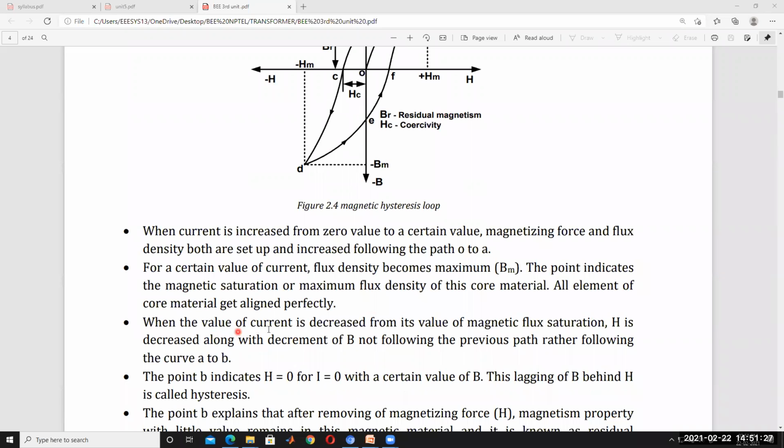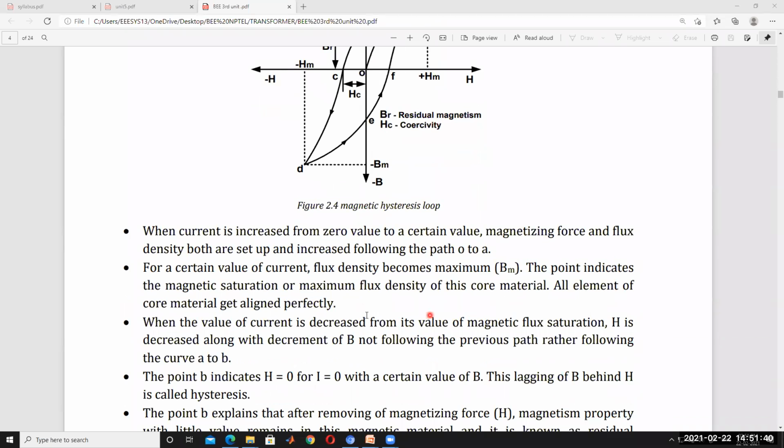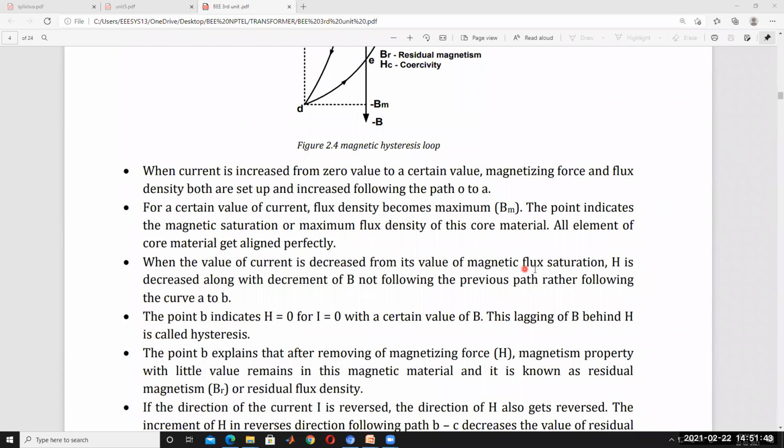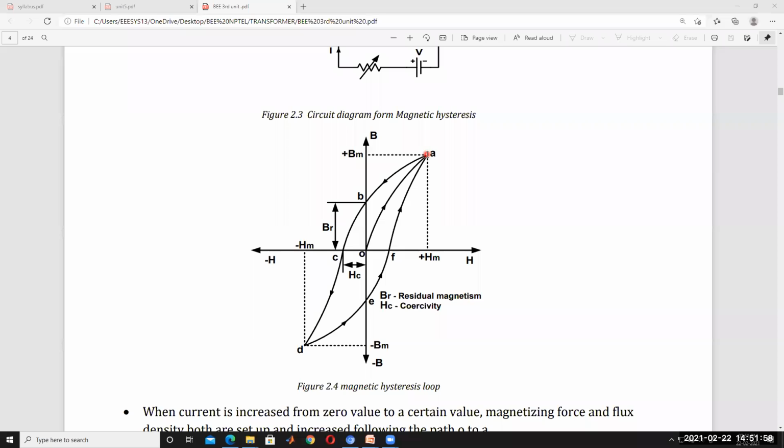Understood? When the value of current is decreased from magnetic flux saturation, that is, when the magnetic field intensity H is decreasing from its saturation point, B decreases along with H, not following the previous path, but rather following curve A to B. 0 to A is the previous path, and it does not follow that path.